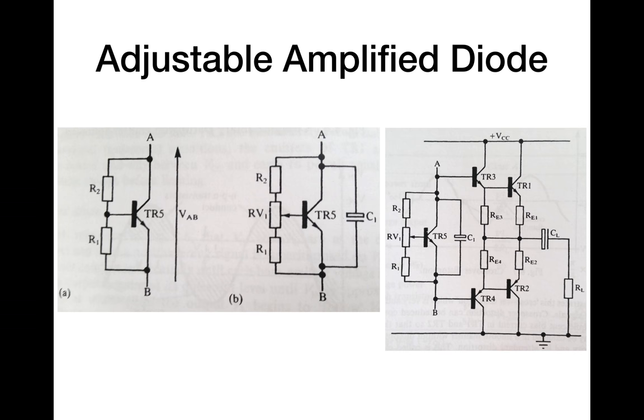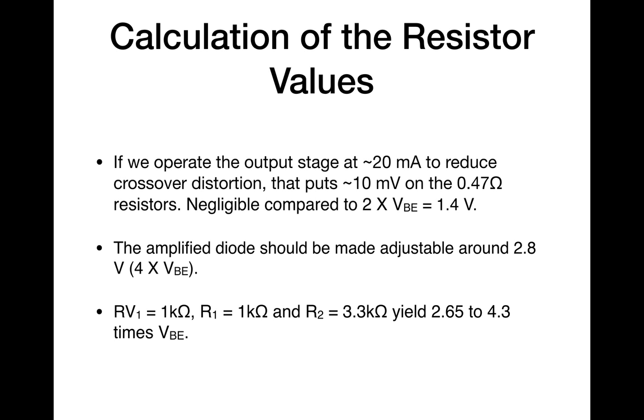So to figure out the resistor values of our amplified diode, we need to know exactly all the currents and all the voltages we're dealing with. If we operate the output stage at like 20 milliamps or so to reduce crossover distortion, that puts around 10 millivolts on the 0.47 ohm resistors. And that's negligible compared to 2 times VBE, which is 1.4 volts. So the amplified diode needs to bias both sets of drivers and output stage transistors into conduction.